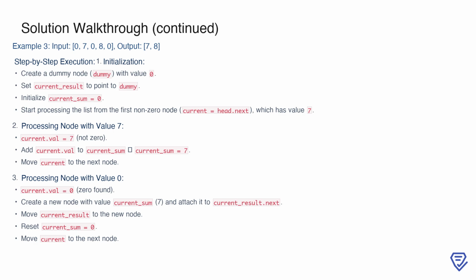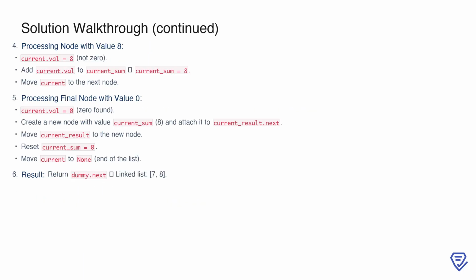Then, we move the current_result pointer to this new node, reset current_sum to 0, and proceed to the next node in the list. The next node has a value of 8, which is not 0. We add this value to current_sum, updating its value to 8, and move to the final node. This last node contains a value of 0, marking the end of the segment.